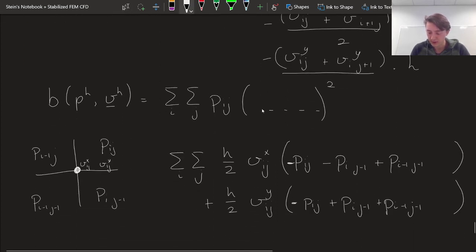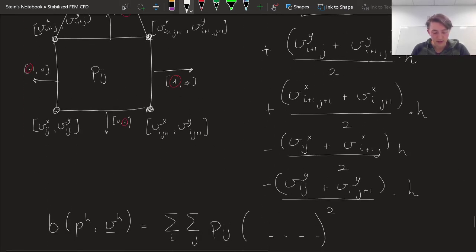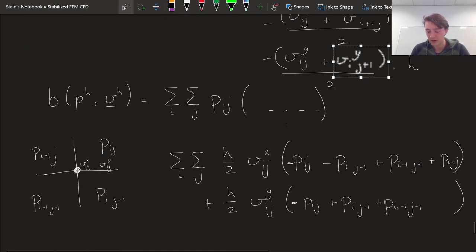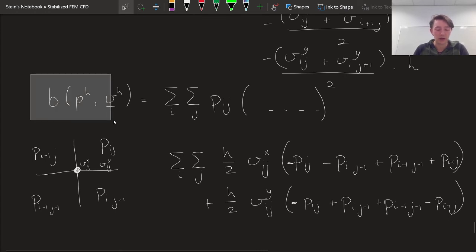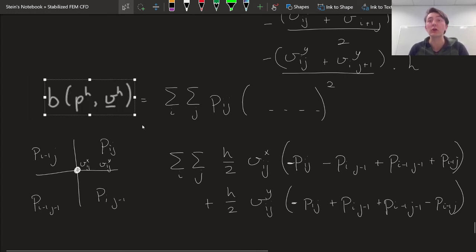So I have here a plus of p i minus 1, j. And lastly, v i, j plus 1, that's this one. I have a negative value here. So I get a minus p i minus 1, j. Okay, so this is just a reordering of my degrees of freedom, but it's still going to be the same integral expression that we're actually computing here, right?